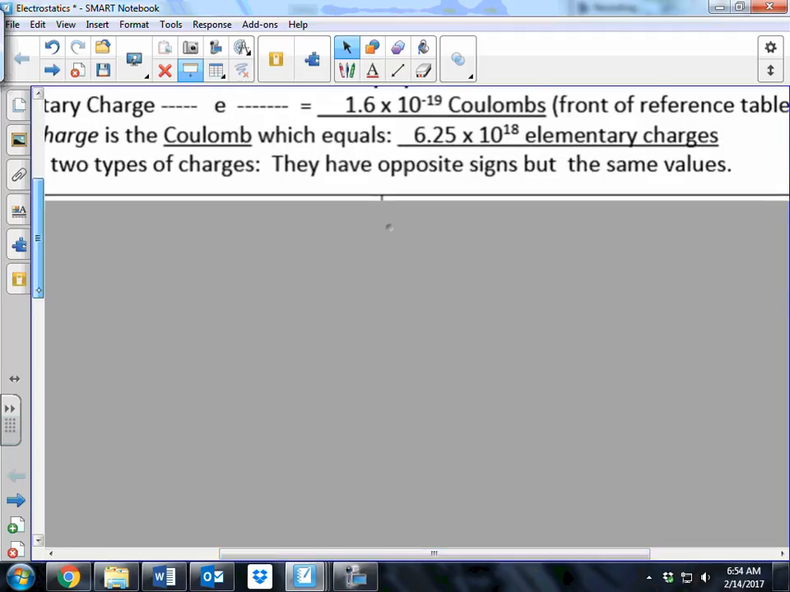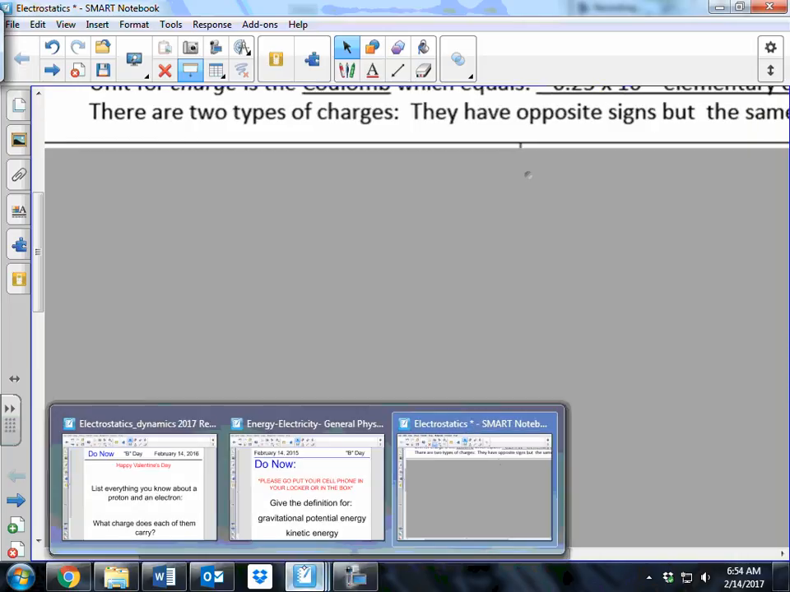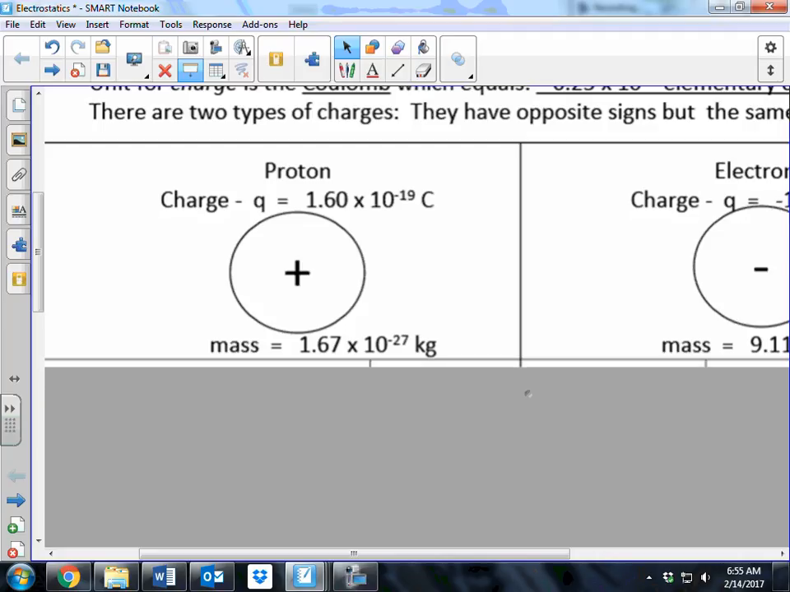So let's talk about what has charge. There are two things inside of an atom that relate to charge, so we're going to get into some physics slash chemistry. Inside the nucleus of an atom is a proton, which is a positive charge, and it has an elementary charge of 1.6 times 10 to the negative 19 coulombs. The mass is 1.67 times 10 to the negative 27 kilograms.